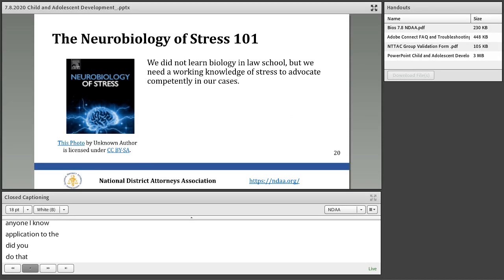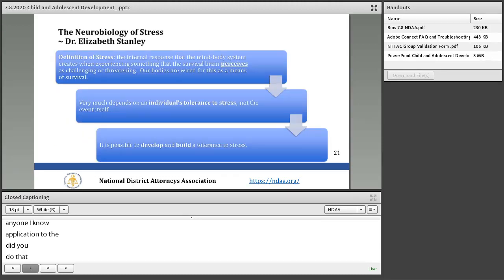So what about the effects of stress on the brain? Again, these fancy science words, the neurobiology of stress, and we didn't learn about that in law school. But in order to advocate effectively and to make sure that our client, the community, our client, the state, our client, the city, depending on who you represent, and especially that victim, are well represented, we need to understand the realities of stress. And so Dr. Stanley here in this next slide talks about the definition of stress. By her definition, it's our internal response that our mind-body system creates when we are experiencing something that we perceive as challenging or threatening.